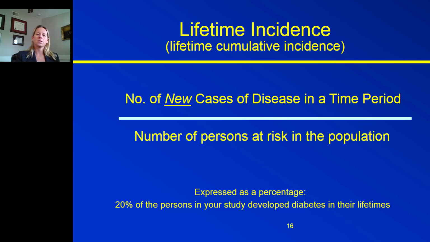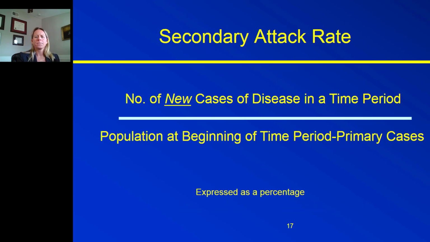We can take incidence and calculate it in terms of lifetime risk. This represents the number of new cases of disease in a specific time period over the number of persons at risk in the population. So for example, we could say that 20% of persons in our particular study developed diabetes in their lifetime. Okay, I want to talk now about attack rates.